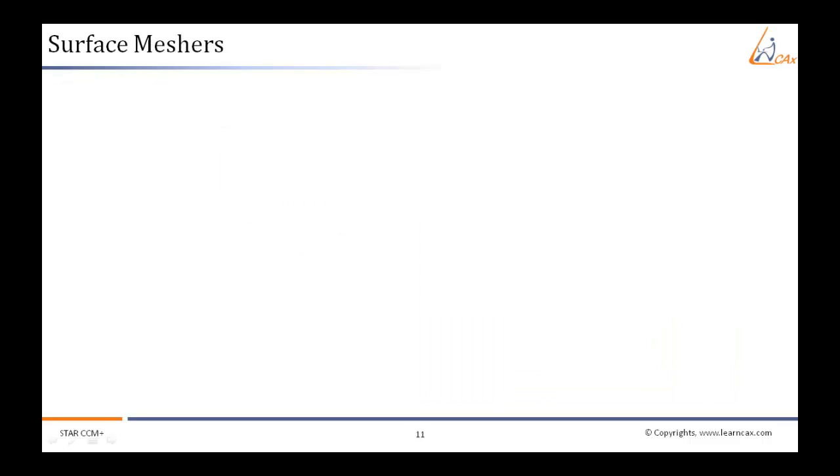What is a mesher? A mesher is a model or algorithm which creates some type of mesh either automatically or semi-automatically. Star-CCM+ has many meshers. We will list different types of meshers here and later on we will see the important ones in detail. We will also learn how to use them.